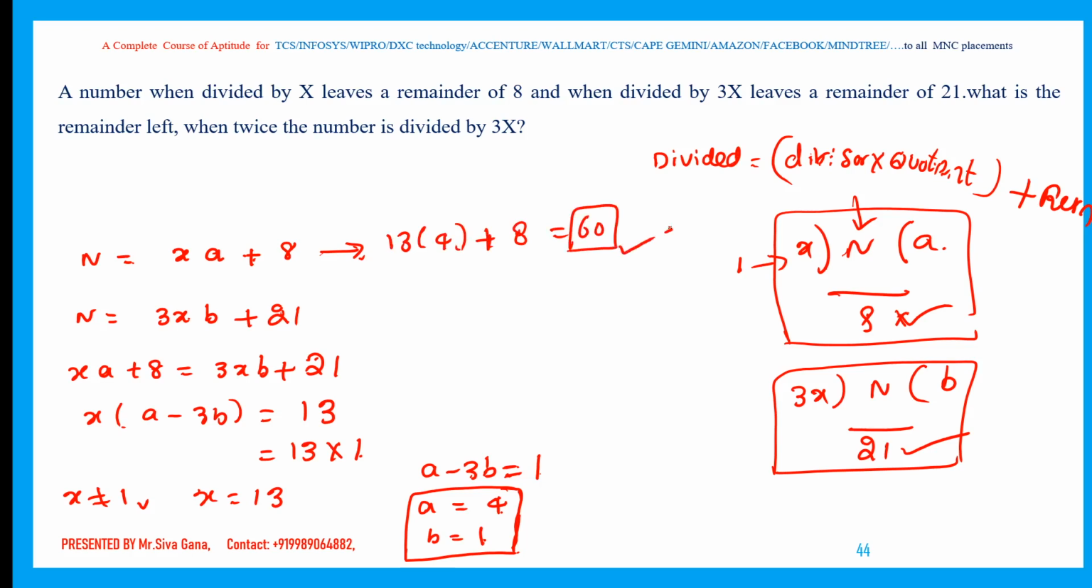Got it. Now, what is the remainder left when twice the number is divided by 3x? What is twice this number? 120. When it is divided by 3x, x is how much? 13. 13 threes are 39, right? 120 divided by 39. 39 threes are 117, remainder is 3. Answer for this question: remainder is 3. Beautiful question.